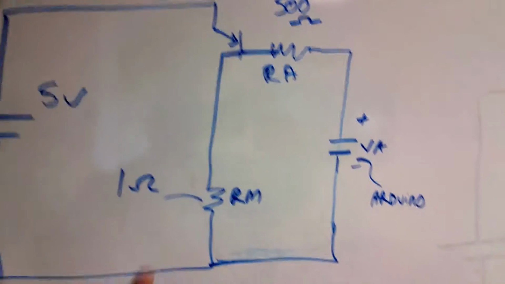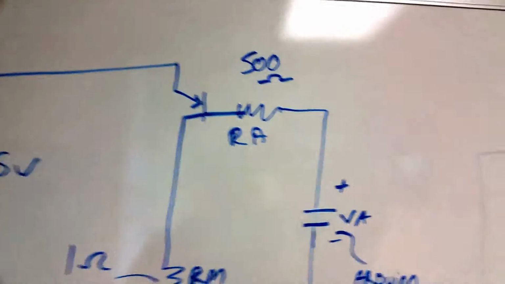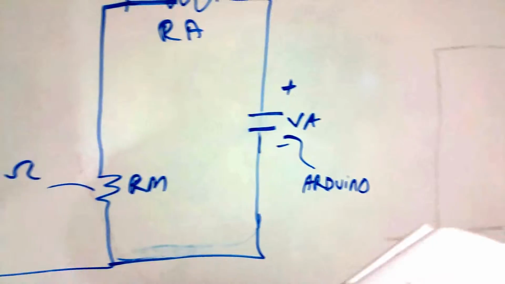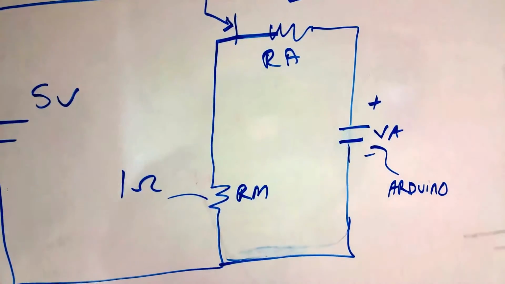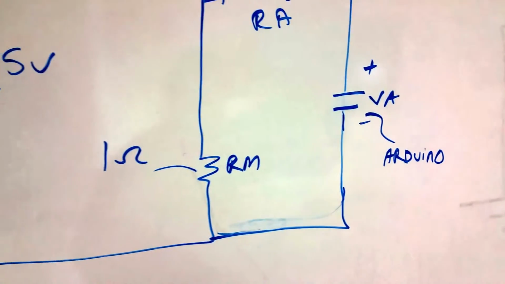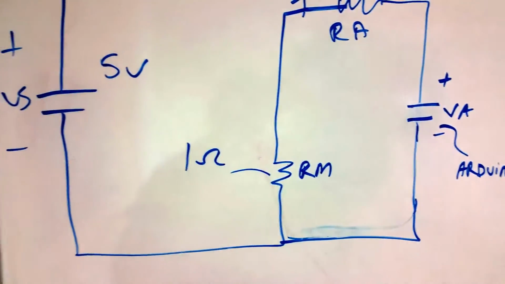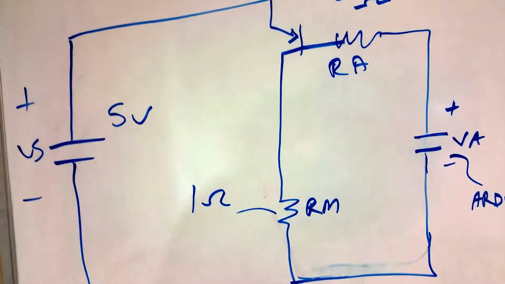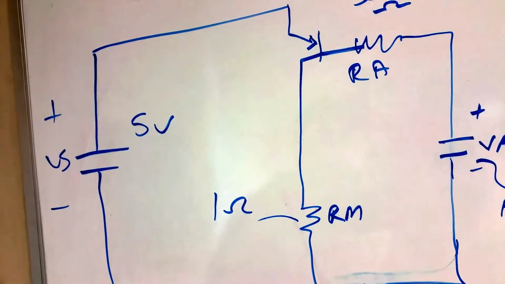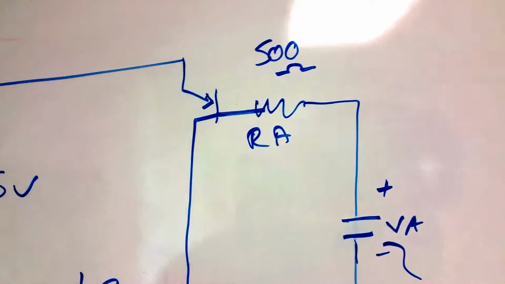and a PNP transistor controlled by an Arduino microcontroller, right here, the Arduino. The microcontroller is represented by VA. The motor is represented by RM, which is 1 ohm, which I labeled right there, 1 ohm. And the PNP transistor has a beta of 150 and an RA of 500 ohms. So I put the RA of 500 ohms.